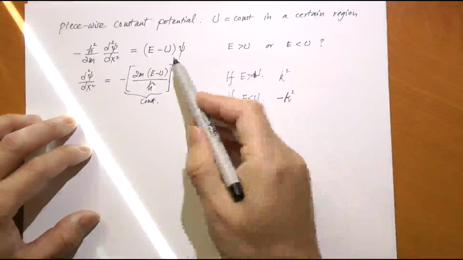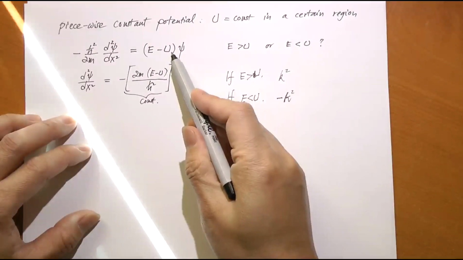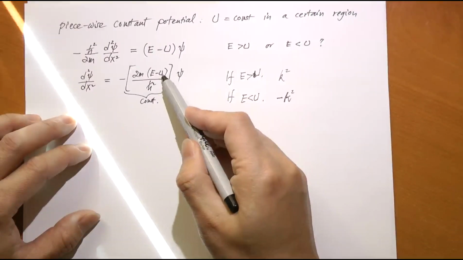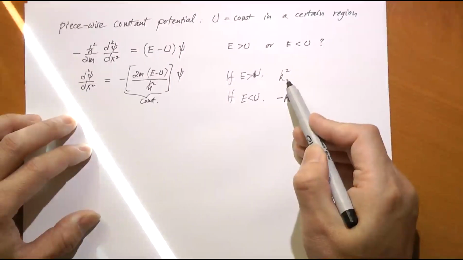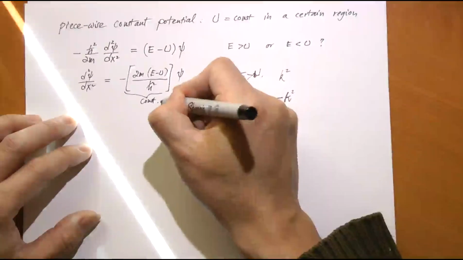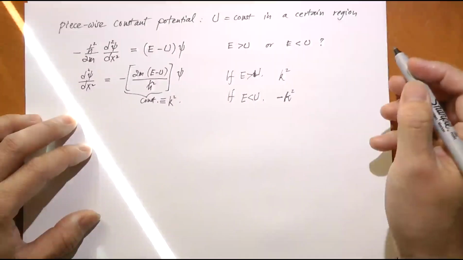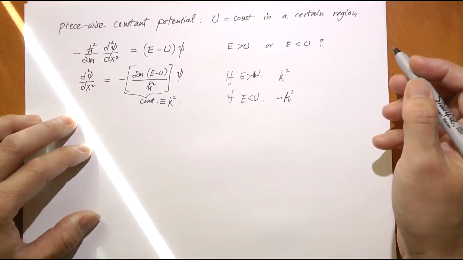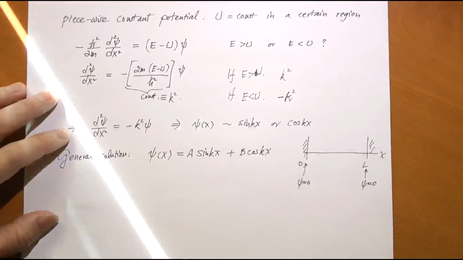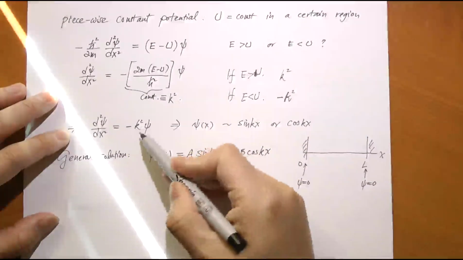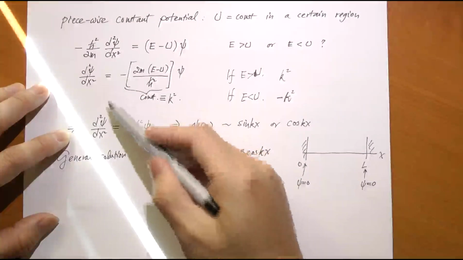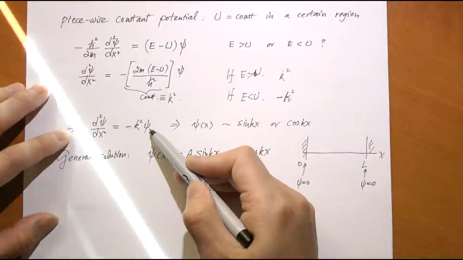And inside the box, what is U equal to? 0. Okay, so therefore, E minus U is positive, so we choose this, k squared. Therefore, I'm going to define this as k squared. And what is the corresponding Schrödinger's equation inside the box then? So this is the Schrödinger's equation. Second derivative equals negative k squared times psi.